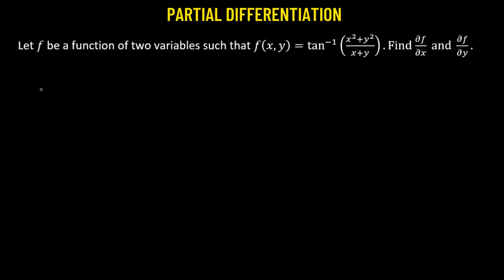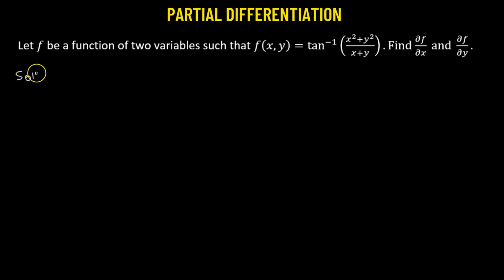Let f be a function of two variables, x and y, such that it's given by the inverse tangent of x squared plus y squared divided by x plus y. We'll need to find out the value of the partial derivative of f with respect to x and the partial derivative of the function f with respect to y.